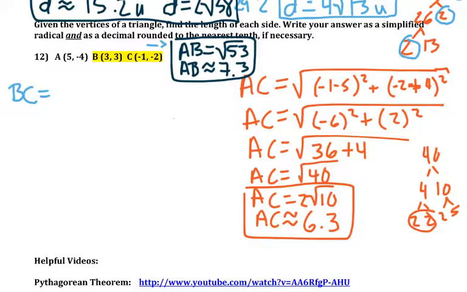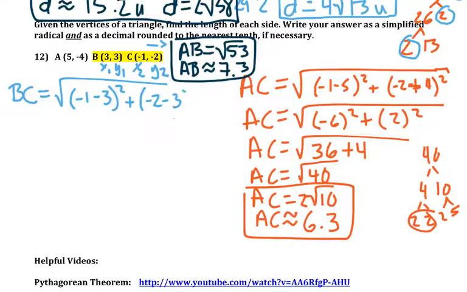Now BC, to find that distance, we're going to do the square root. We're going to substitute in. So let's go ahead and label B as x sub 1 and y sub 1. And C will be x sub 2 and y sub 2. Now we're going to substitute in those values. So we have x sub 2, which is negative 1, minus x sub 1, which is 3, squared, plus, parenthesis, y sub 2, which is negative 2, minus y sub 1, which is 3, or raise that to the second power.